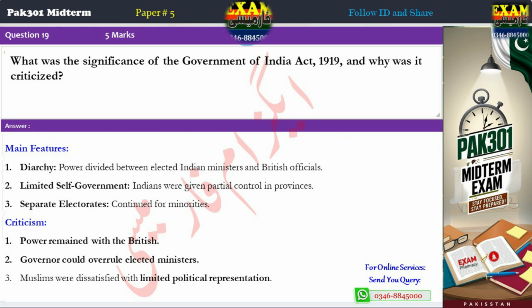Criticism: Power remained with the British. The Governor could overrule elected ministers. Muslims were dissatisfied with limited political representation. This act failed to satisfy Indian demands and led to greater calls for independence.